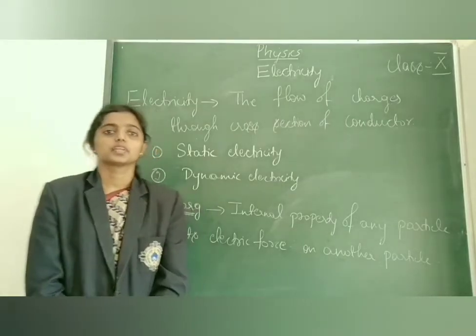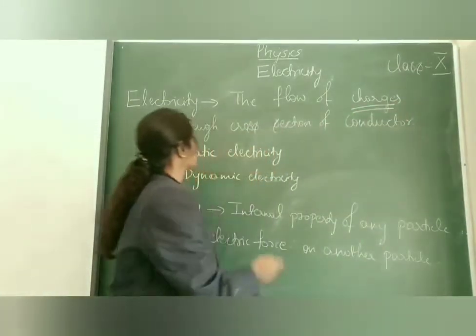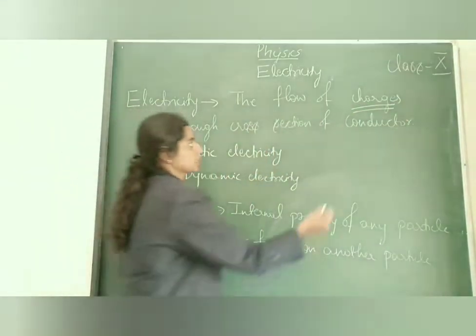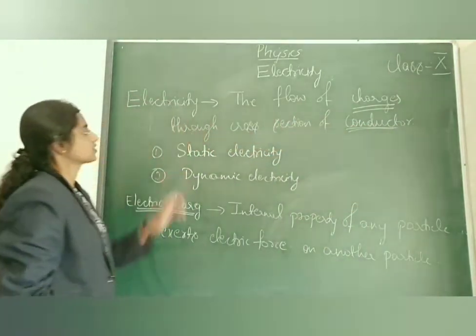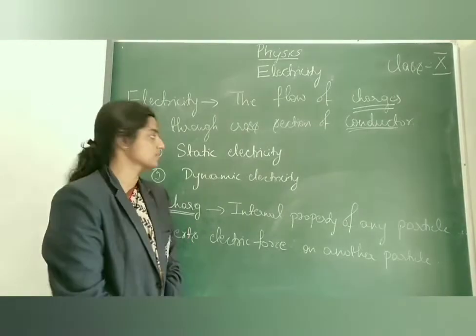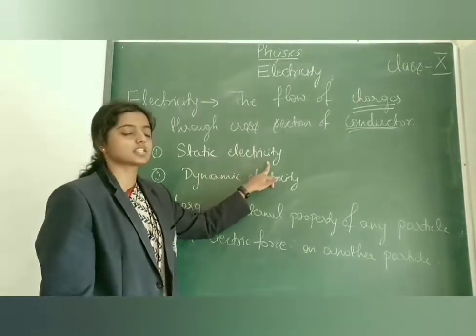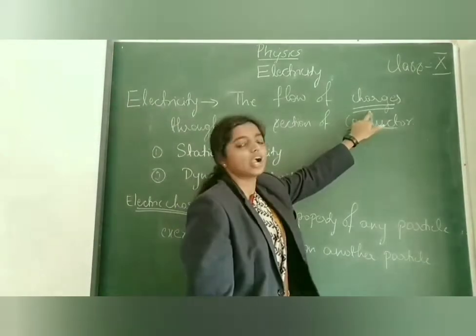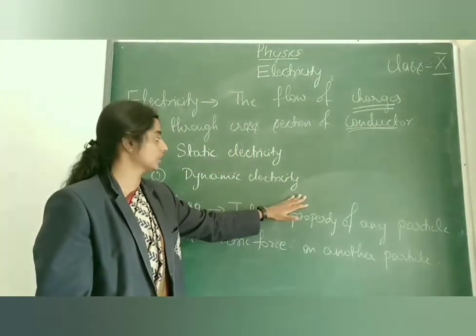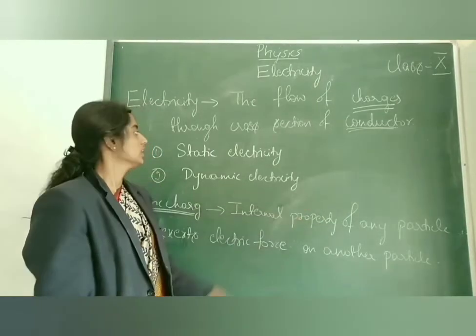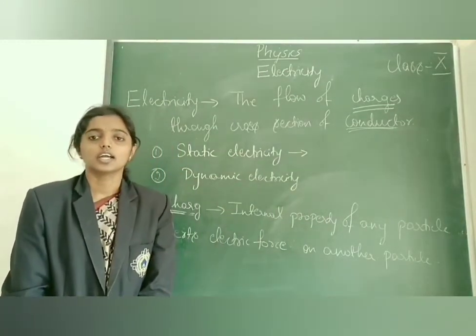What is electricity? Electricity is the flow of charges through the cross section of a conductor. And we studied in the last class what charges and conductors are, right? This electricity is basically in two forms, static electricity and dynamic electricity. Static electricity is the study of charges at rest, and dynamic electricity is the study of charge in motion, that is moving electric charge. The example for static electricity is rubbing a balloon on your head.